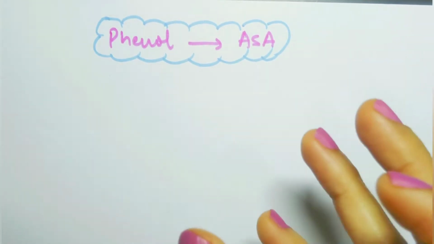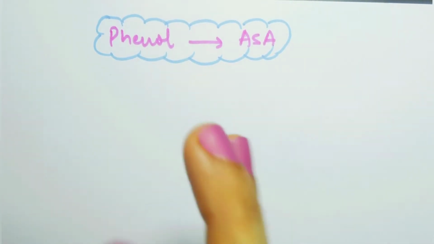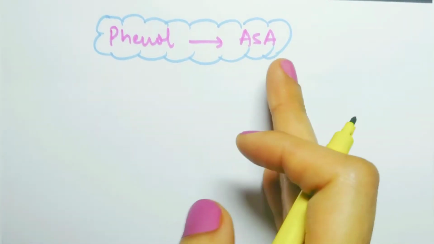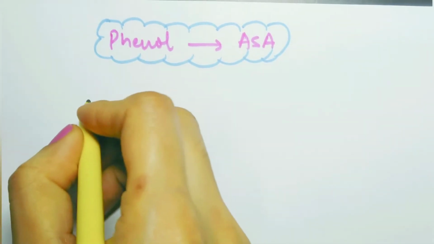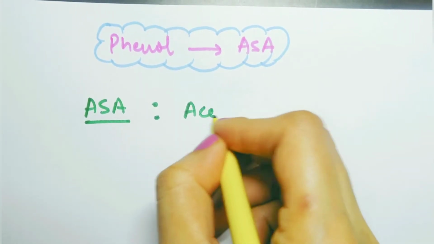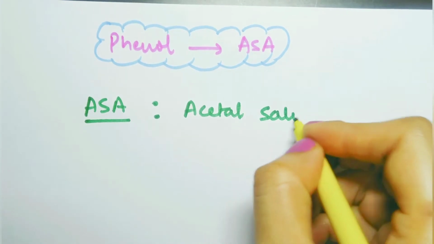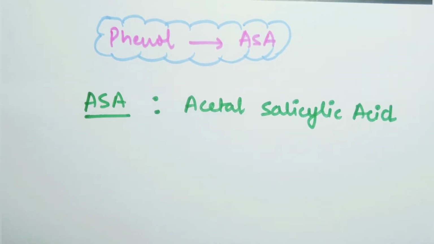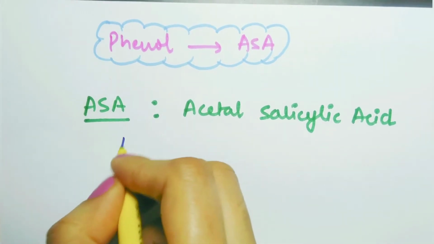Today we are going to discuss a conversion, not a name reaction. We are taking a conversion in which phenol is converting into ASA. What is ASA? ASA is known as acetyl salicylic acid. Do we know it? Yes, we know very well.